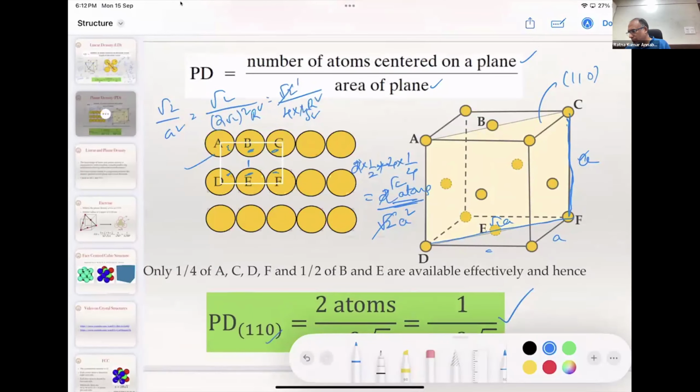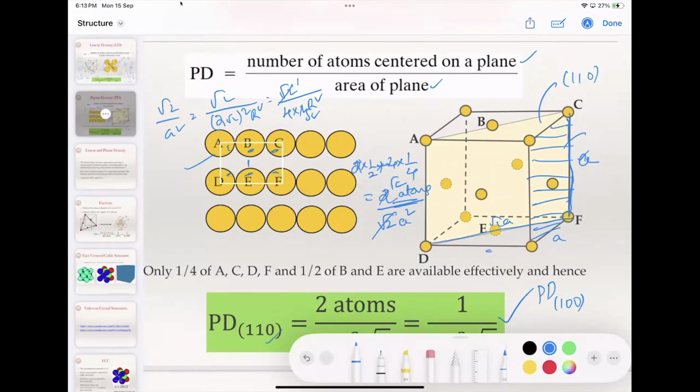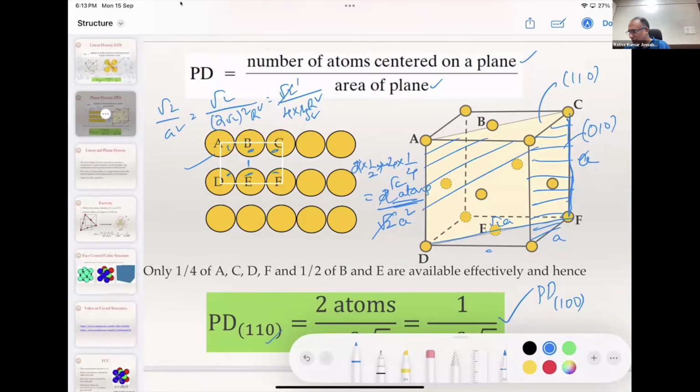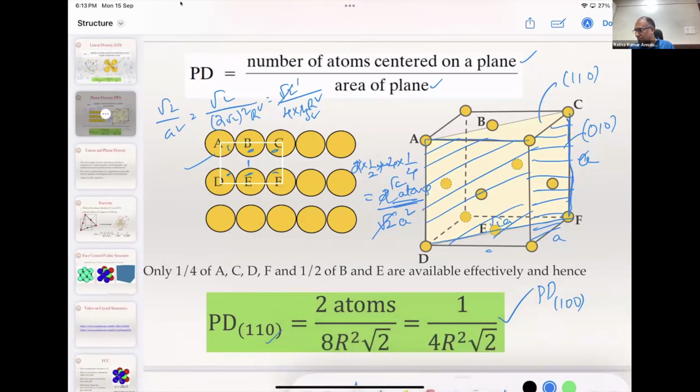I want to know the planar density for the 100 plane. That means I am thinking of this plane, isn't it? Is that the plane that I am looking for? Yes, sir. One x-axis, no, that is Y, perpendicular. What is that plane, by the way? That is basically Y. 0, 1, 0. Very good. I am looking for this plane.